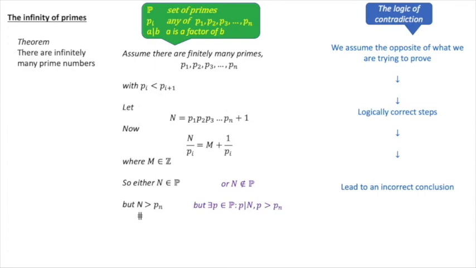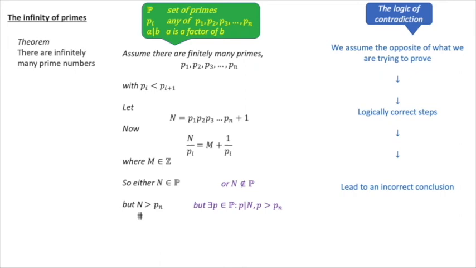On the other hand, if we assume that N is not a member of the prime numbers, so N isn't prime, then there must be a prime number P where P does divide into N, and that P must be bigger than the biggest one we've got on our list. The reason being that the statement in the middle where we said N over Pi is M plus 1 over Pi tells us that N cannot be divided by any of the prime numbers on our list.